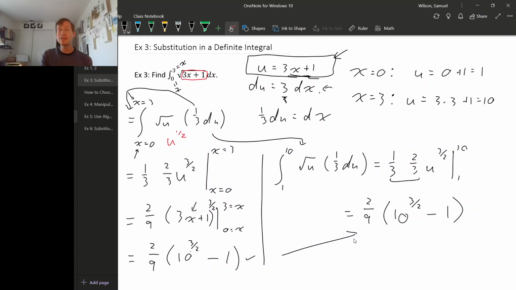You can see both ways of doing it give us the same result, so it's really up to you which way you prefer to do it. Personally, if the bounds aren't too messy, I prefer switching to u values, but if the bounds are very messy, often it's a little bit easier to keep them in terms of x's. But it's up to you. Both ways will work.